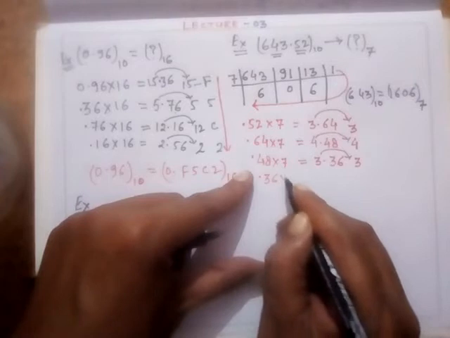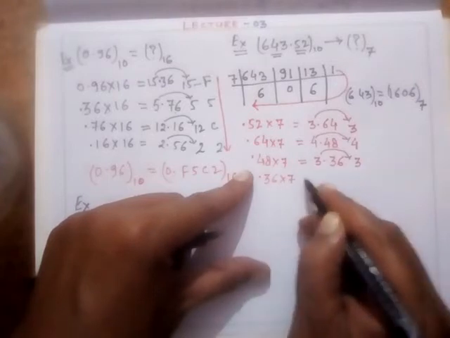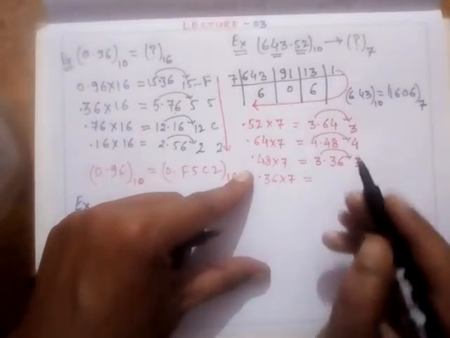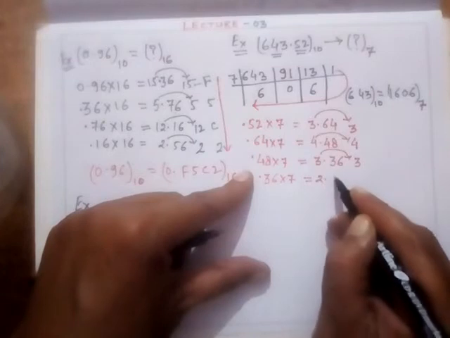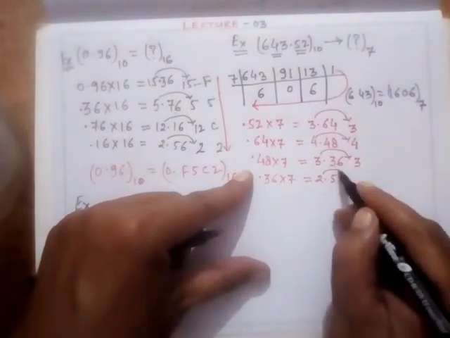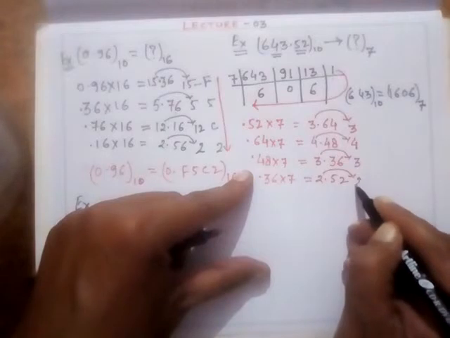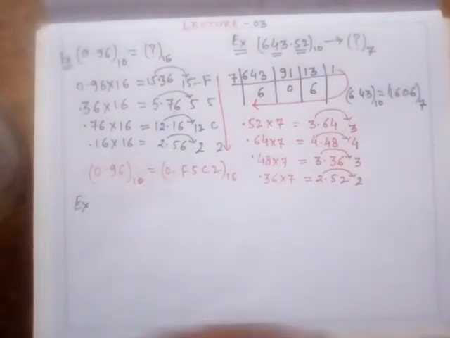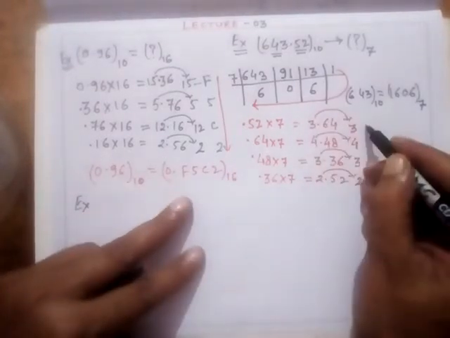Again I write this 3 here and this 0.36 here. I multiply this by 7 again. Last term I am taking, so it will be 2.52. And what I do, I write this 2 here, up to this point. You can proceed further also, but that is sufficient.